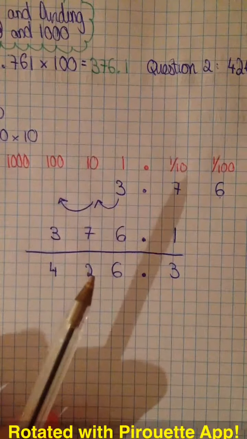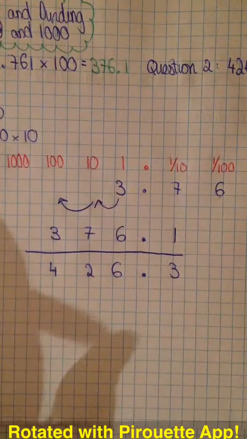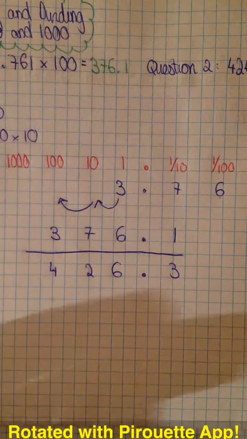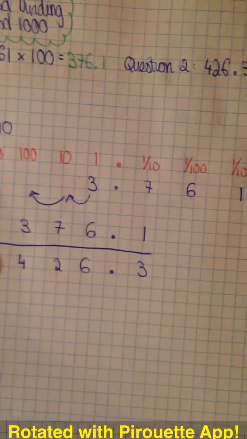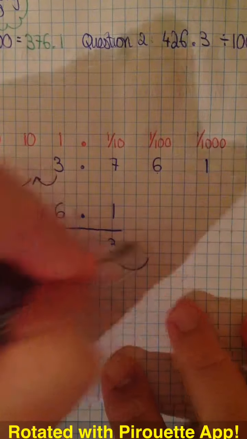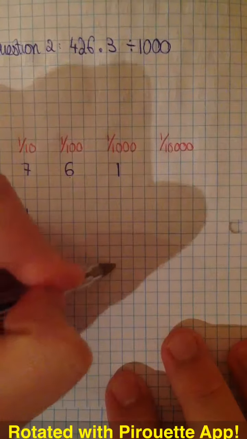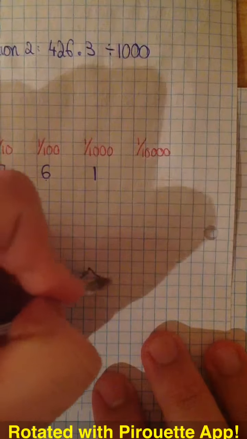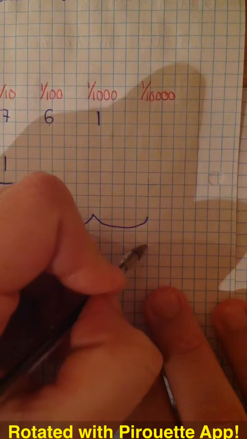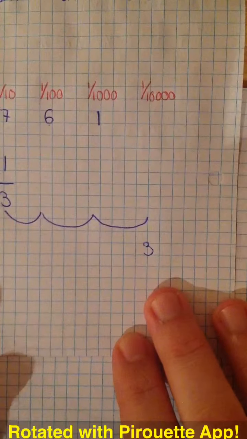Now this time, instead of going to the left, I'm going to the right because I'm dividing. My number's getting smaller because I'm dividing by a number greater than 1. So that means I'm going to shift 3 columns this time because it's 1000, 3 columns to the right. So my 3 is going to shift 1 column, it's going to shift 2 columns, and it's going to shift 3 columns. So writing my 3 now in the 10,000ths column.